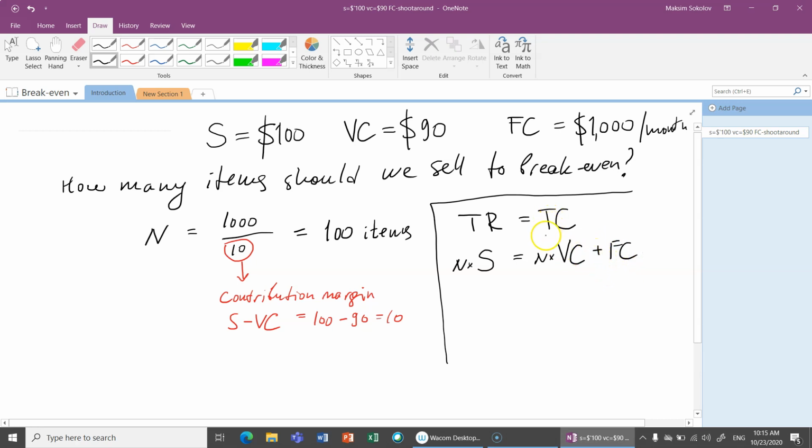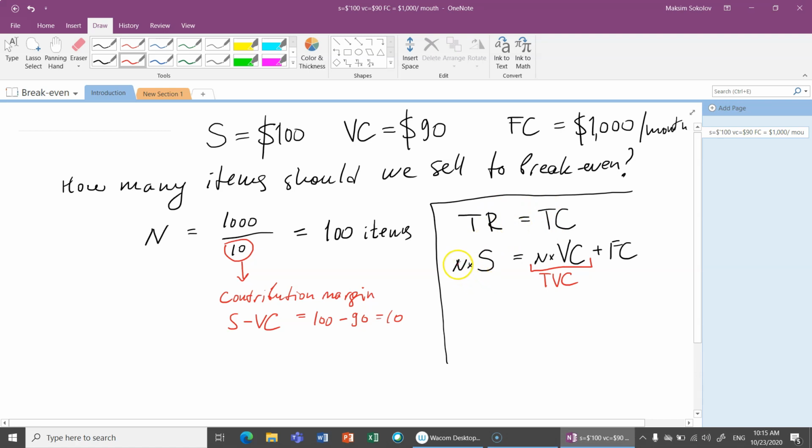So total cost is N times VC, which is in itself total variable cost, plus fixed cost. In fact, it is very easy actually to understand. So you break even when your total revenue is equal to total cost. That is to say, whatever you collect from your customers is equaling whatever you pay for your products and as well for your fixed costs. So when there is this equality, you break even.